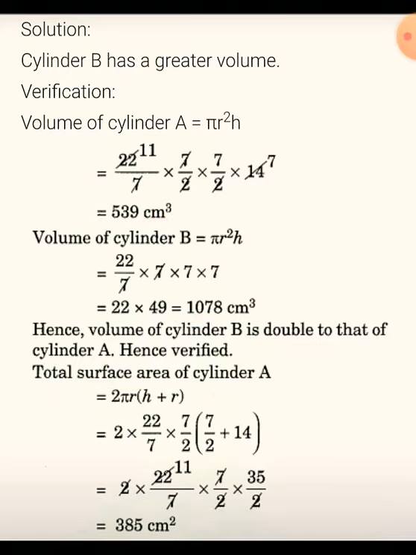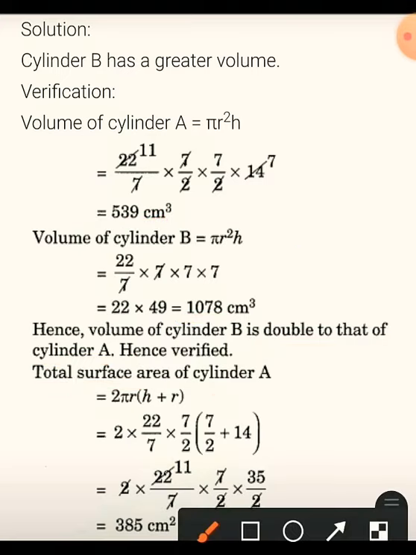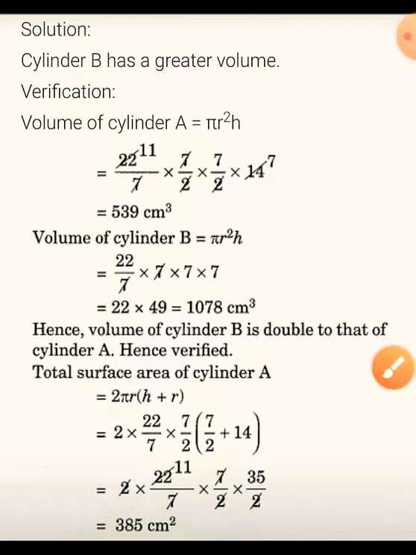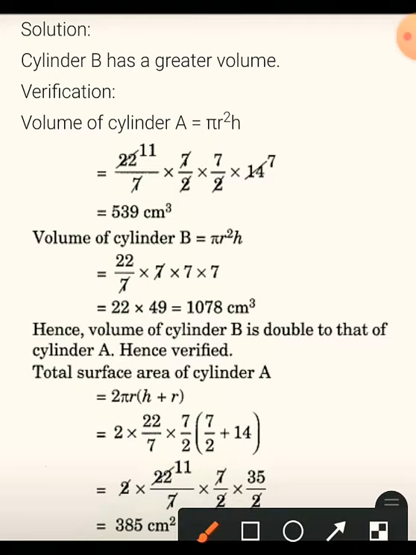Now the formula for total surface area of a cylinder is 2 pi r into bracket h plus r. Okay, this is the formula. Now we need to put in the values. So 2 pi means 22 upon 7. R means, for cylinder A, the radius was 7/2. So in place of r we will put 7/2, into bracket 7/2 plus 14.